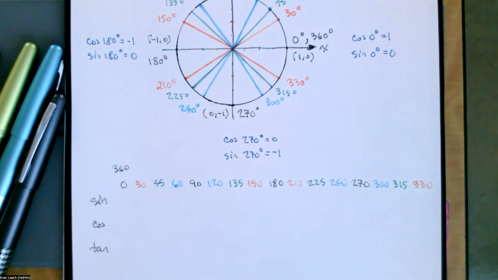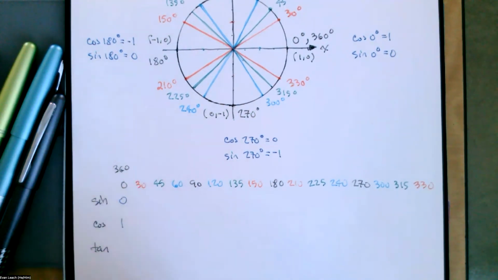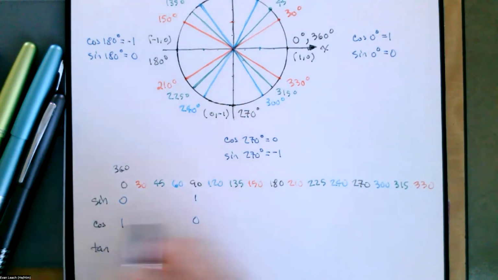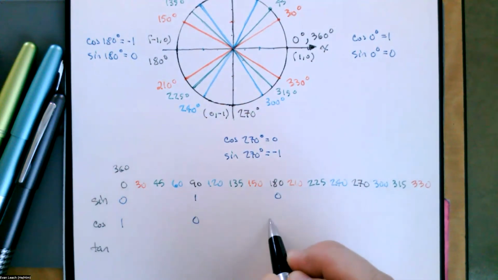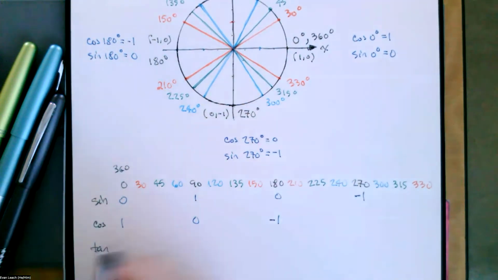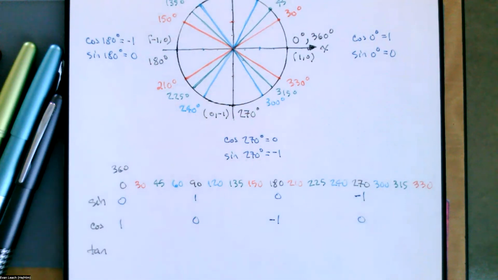We already know some of these. Sine of 0 is 0. Cosine of 0 is 1. Sine of 90 is 1, cosine of 90 is 0, sine of 180 is 0, cosine of 180 is -1, sine of 270 is -1, cosine of 270 is 0, and then 360 is the same as 0, same values as 0. All we have to do is fill in the rest of the table.